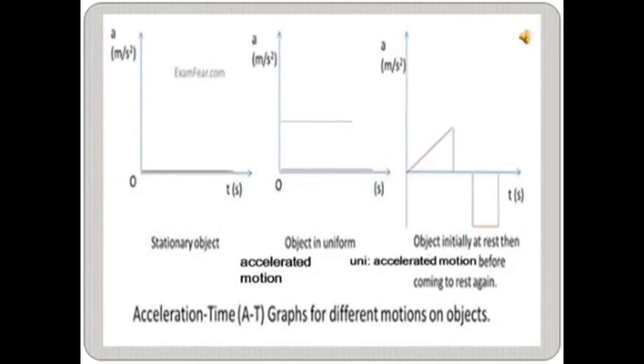And acceleration time graphs or AT graphs for different motions of objects are given in this slide. First graph indicates an object which is in stationary state. Second graph shows that the object is in uniformly accelerated motion, and third graph shows that the object is initially at rest, then uniformly accelerated motion before coming to rest again.